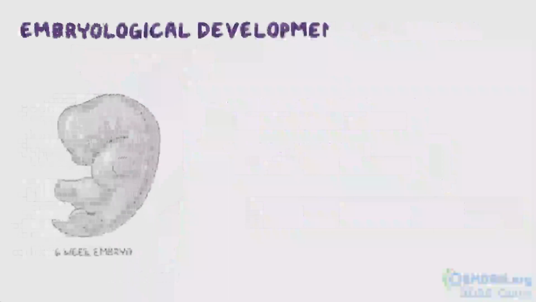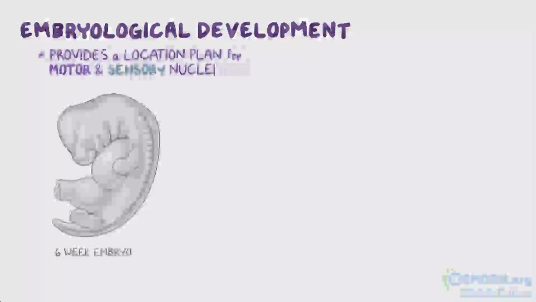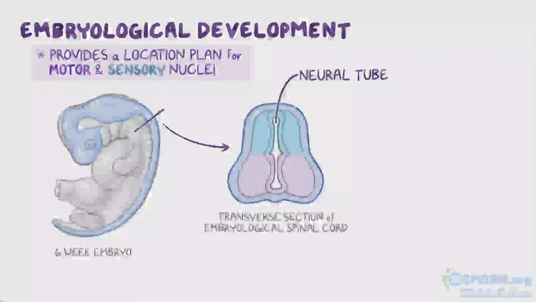Now let's switch gears and have a look at the embryological development of the medulla oblongata and the spinal cord. The development is important because it provides a location plan for motor and sensory nuclei and a blueprint for the overall pattern of motor and sensory information flow. If we look at a transverse section of the part of the neural tube that will develop into the spinal cord, we can see the cavity of the neural tube in the center. The neural tube has a dorsal or posterior part that forms the alar plate and a ventral or anterior part that forms the basal plate.